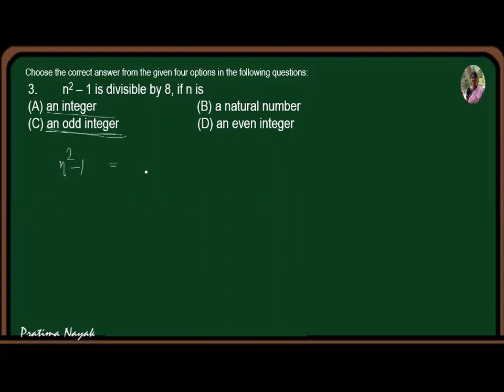How? If I take n equal to 1, then it will be 1 square minus 1, that will be 0, and 0 is equal to 8 into 0, so it is divisible. Now n equal to 3, because I'm taking an odd integer: 3 square minus 1 is 9 minus 1, which is 8 into 1. It cannot be for an even integer. So C is the answer.